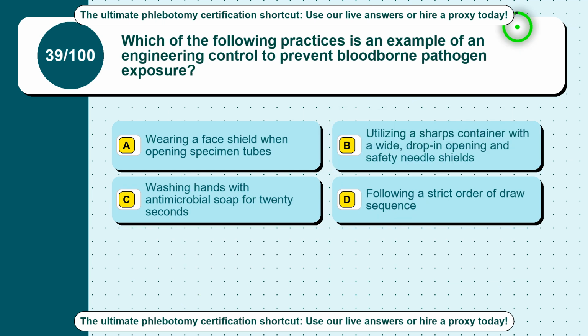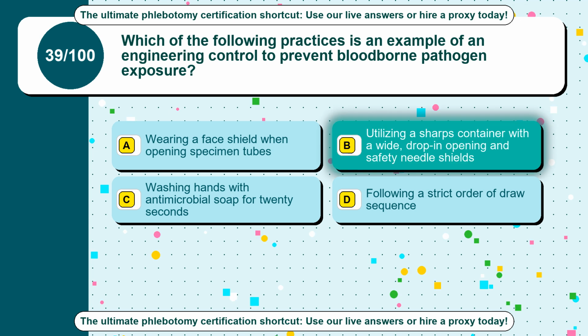Question 39. Which of the following practices is an example of an engineering control to prevent blood-borne pathogen exposure? Option A. Wearing a face shield when opening specimen tubes. Option B. Utilizing a sharps container with a wide, drop-in opening and safety needle shields. Option C. Washing hands with antimicrobial soap for 20 seconds. Option D. Following a strict order of draw sequence.